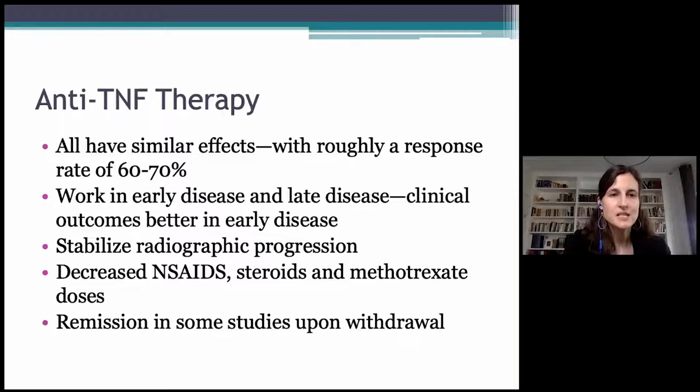So going back to anti-TNF therapy, they all have about similar side effects. Again, there's several medications in this group. They all roughly have a response rate of about 60 to 70%. They work well in early disease and late disease, but the outcomes may be a little bit better in early disease. They stabilize radiographic progression. With use, you're able to decrease NSAIDs, steroids, and methotrexate doses. And they have been shown to induce remission in some studies upon withdrawal.